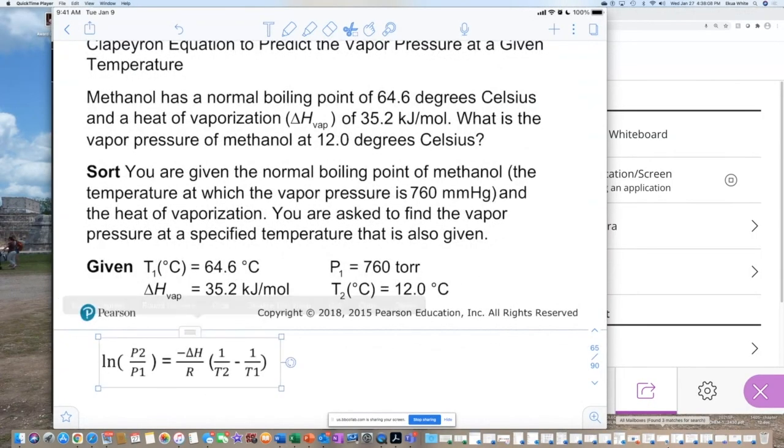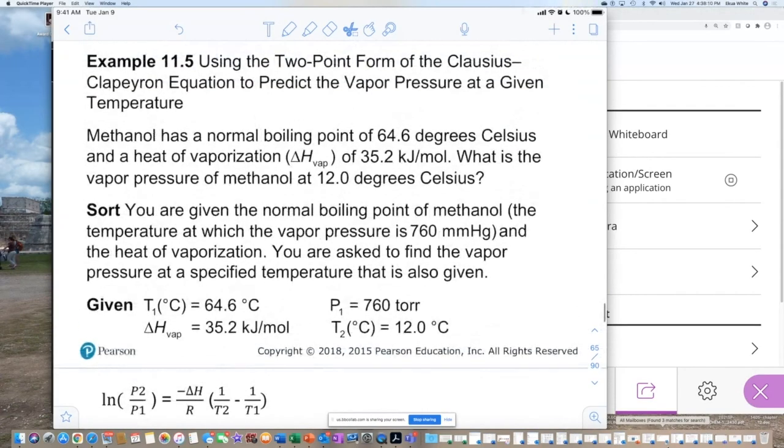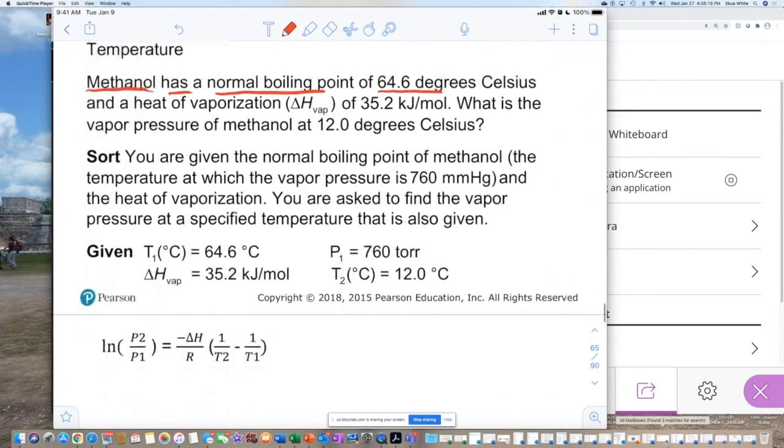So I have this. And then in this question here, we're told we're dealing with methanol. Methanol has a normal boiling point of 64.6 degrees Celsius. So I'm going to write here, T1 will be my normal boiling point of 64.6 degrees Celsius. If it's a normal boiling point, then it's going to have a pressure. I'll put pressure 1 here, but I won't write it yet until I read the rest of it. And a heat of vaporization.